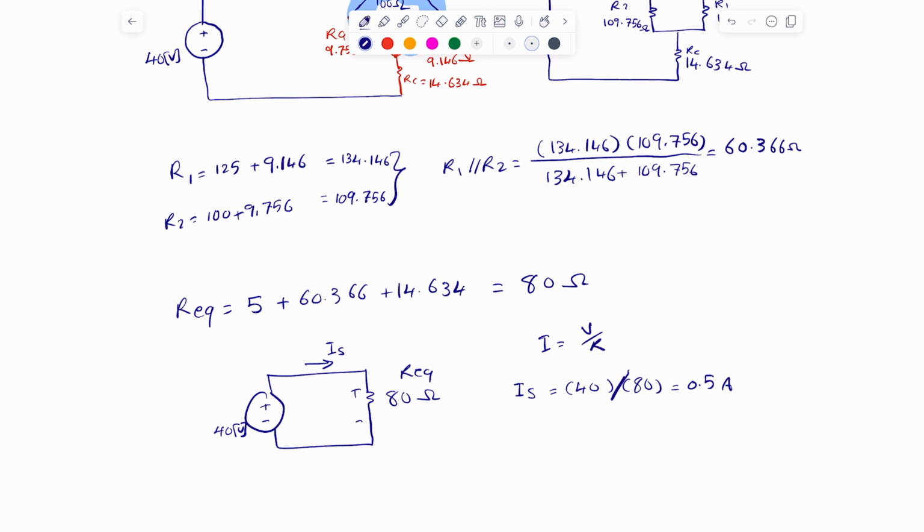Okay, all right, so now we know that the current going through the circuit is half an amp, so we can figure out the power of the source, which is simply negative for passive sign convention. Remember, the current is going to the negative, so negative IS, which is 0.5 times V, which is 40, and what we get is negative 20 watts. That's how much power is being provided to the circuit.